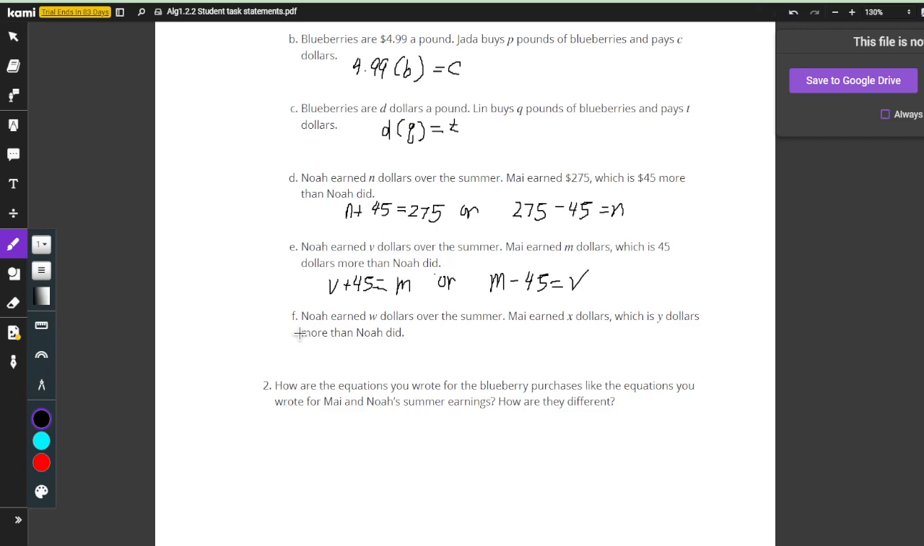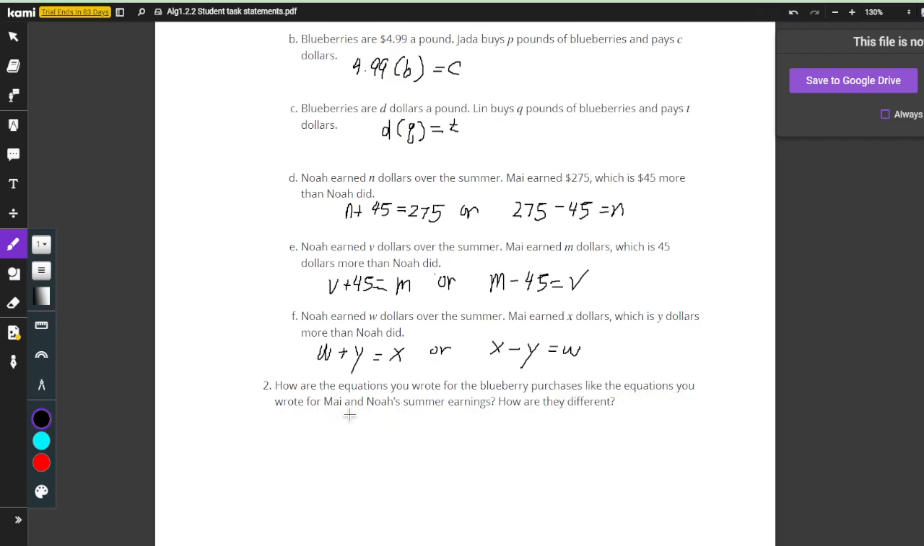Last one, obviously they're going to get rid of the 45 on us. Noah earns W dollars, same thing. So instead of N and V, they change it to W. Mia earns X dollars, so instead of M, they changed it to X. And then Y dollars more than Noah, so we're changing the 45 to Y. So W plus Y is equal to X, or X minus Y is equal to W. Easy peasy.